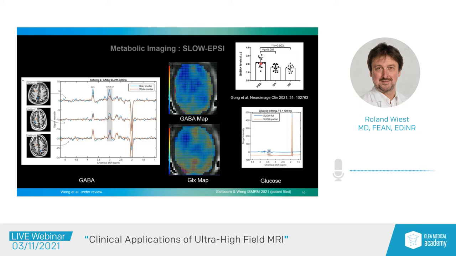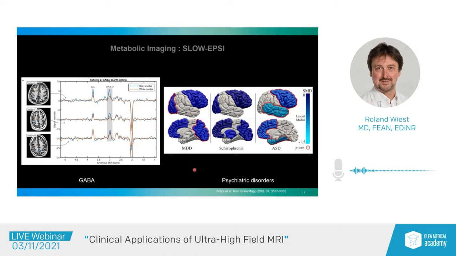Looking at patients with psychiatric disorders, it turns out that these reductions in GABA are very prominent in areas of the forebrain, but also the parietal and the occipital lobe. And this is similarly seen in patients with depressive disorder and schizophrenia. But in patients with schizophrenia, there's also a prominent GABA reduction in the temporal lobe. So these tools may help to monitor disorders like depressive disorders and also to monitor the therapy of these disorders in future.